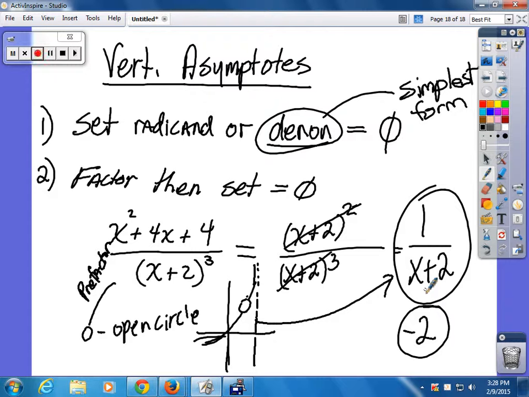So just make sure you understand that when you find vertical asymptote, you're going to set the radicand or the denominator equal to 0. But make sure that when you're dealing with the denominator, that it's in the simplest form before you set it equal.